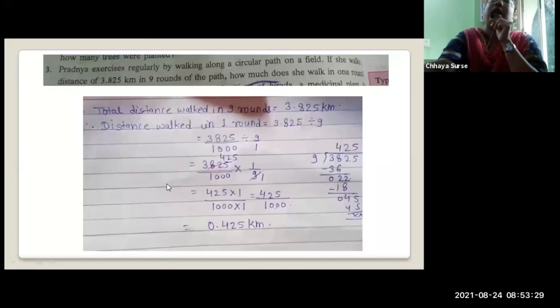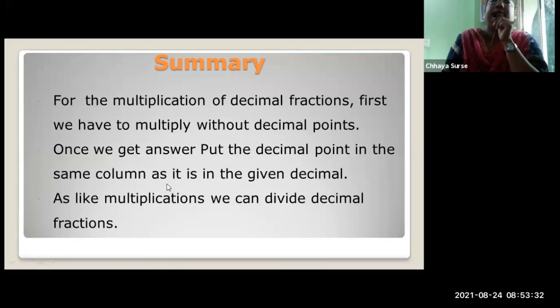Now all of you understood how to divide and how to multiply. For the multiplication of decimal fractions, first we have to multiply without the decimal point. You do not consider the decimal point. Solve as it is. Once we get the answer, put the decimal point in the same column as in the given decimal. Like multiplication, we can divide decimal fractions. So multiplication and division of decimal fractions, you can easily do.